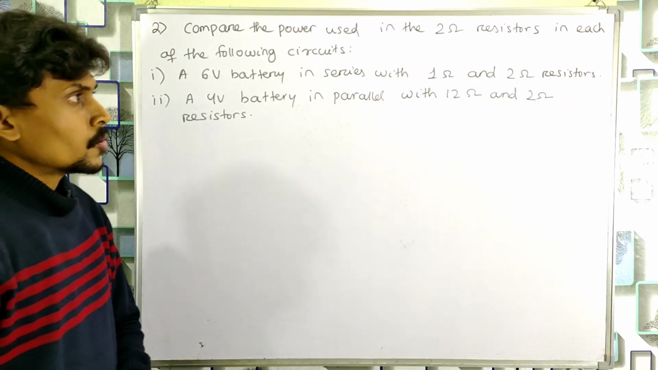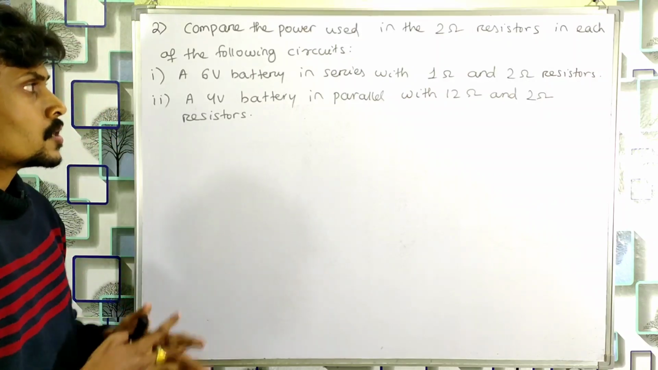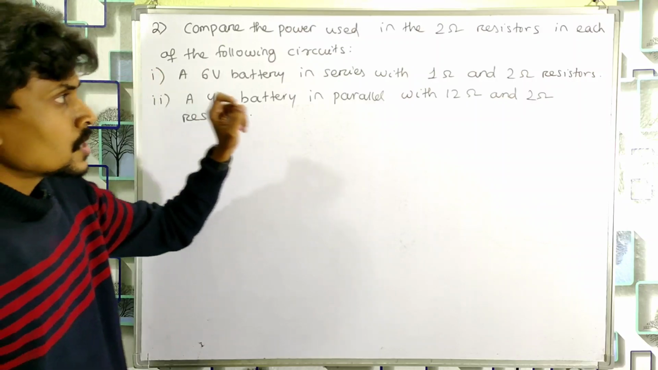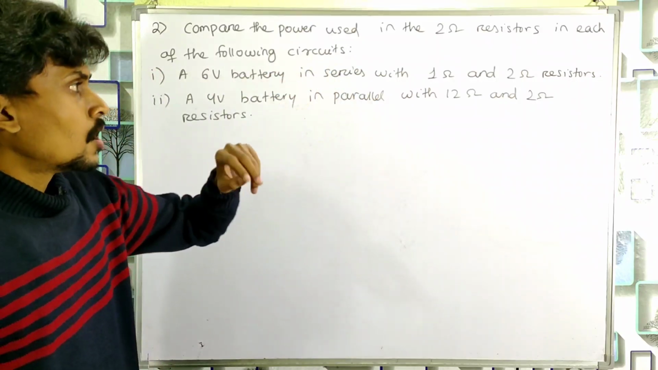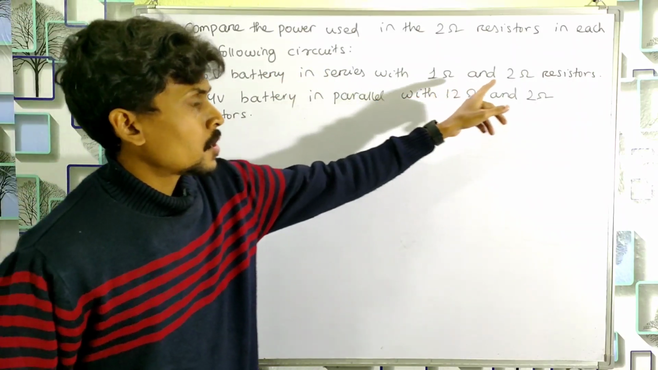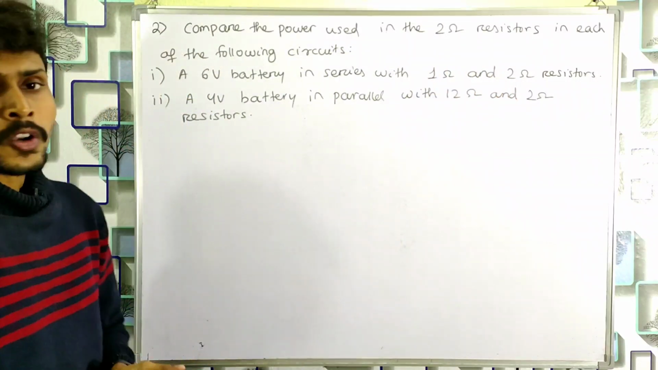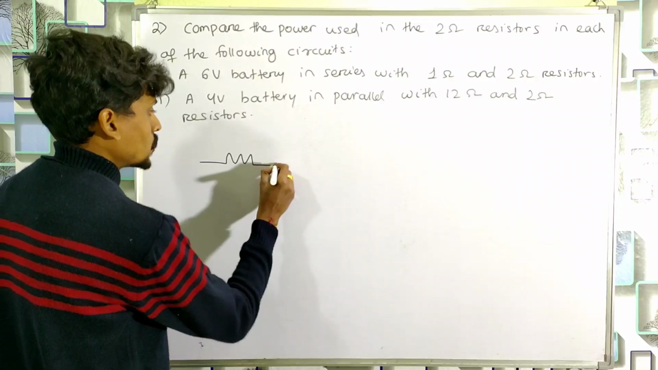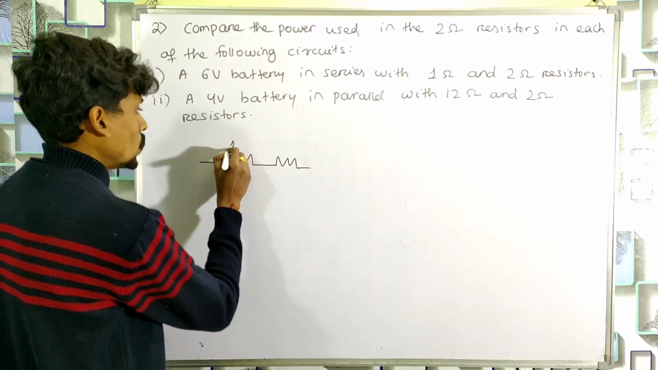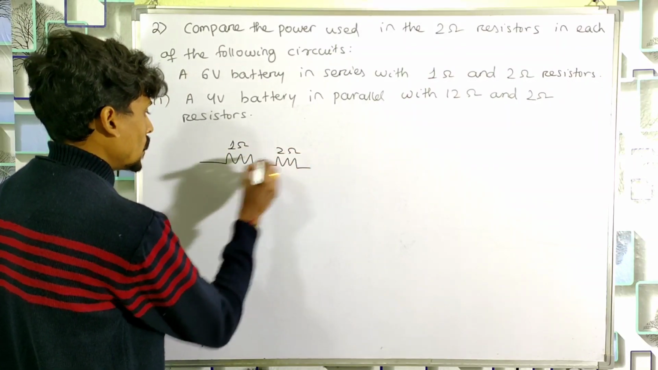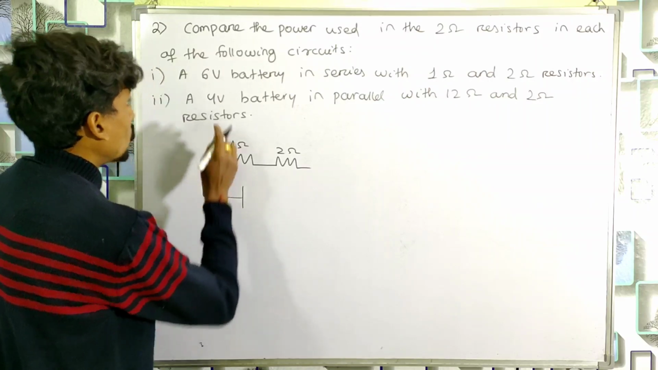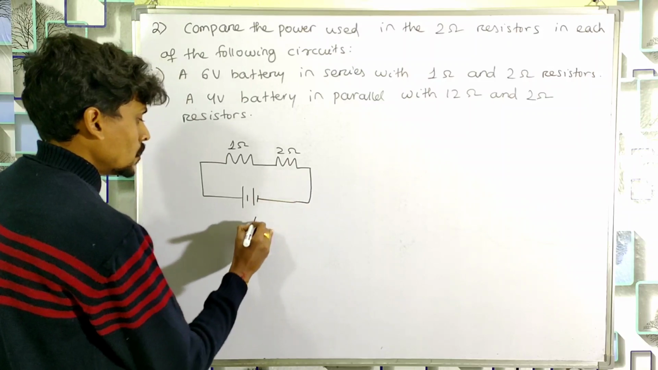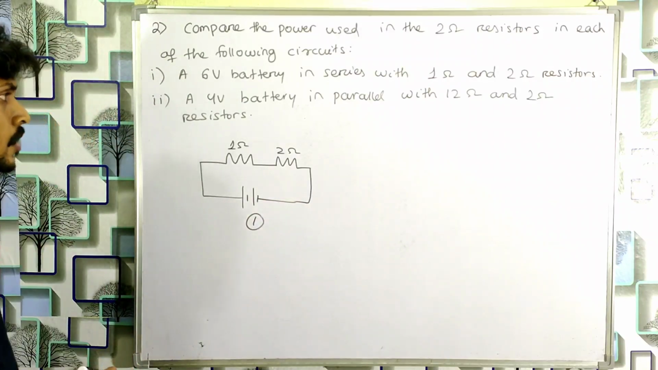So we have two circuits. In the first circuit we have a 6 volt battery, and this battery is connected in series with 2 resistors whose resistances are 1 ohm and 2 ohm respectively. So let me draw the diagram first. So this is 1 ohm resistor and this is 2 ohm resistor, and the battery is 6 volt. Is that clear? This is the first circuit diagram.